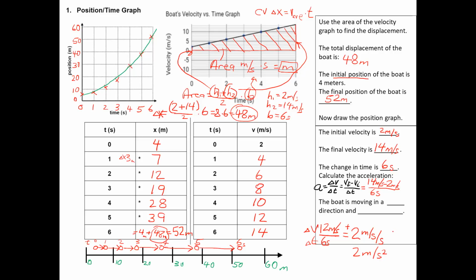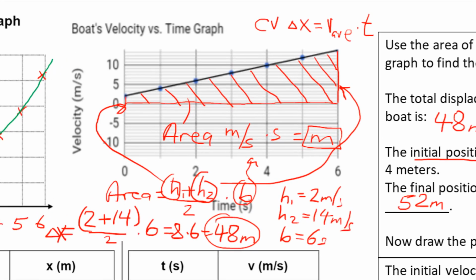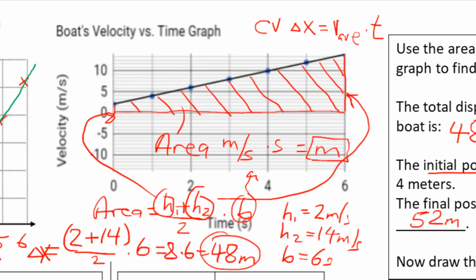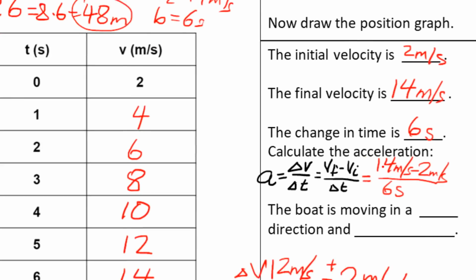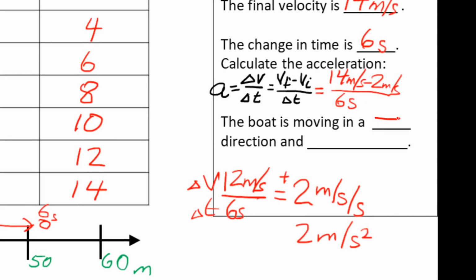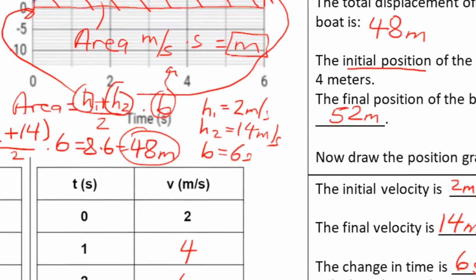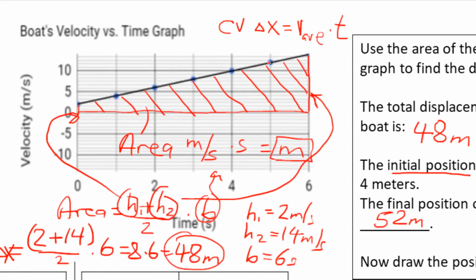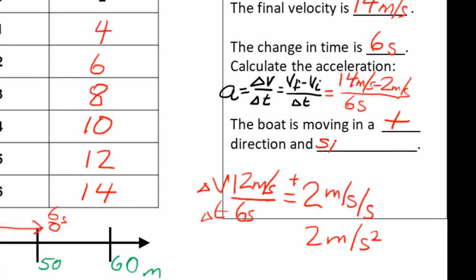And just a couple of last-minute notes here. Almost forgot about them. We see that the boat is moving in a positive direction. The velocity is always positive, so it's moving in the positive direction. And we can see that the velocity is always increasing, so it is moving in a positive direction and speeding up.